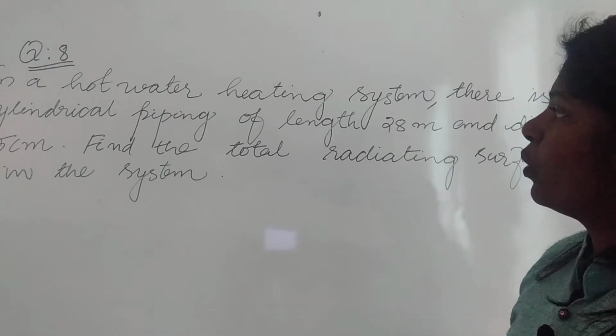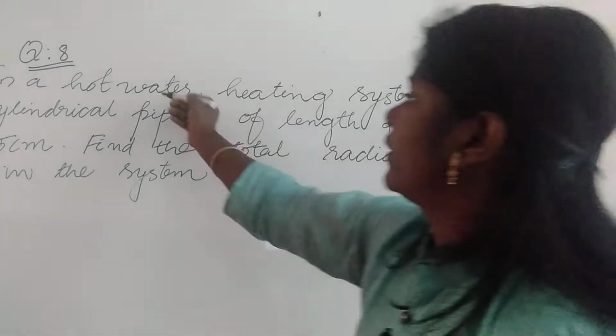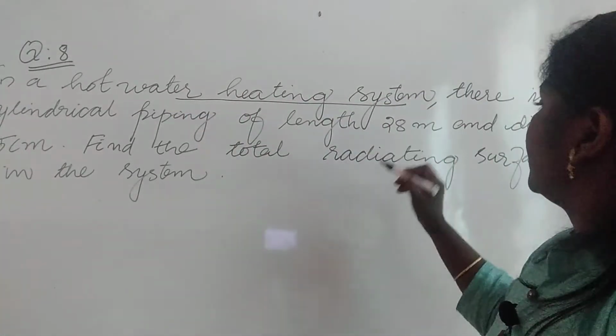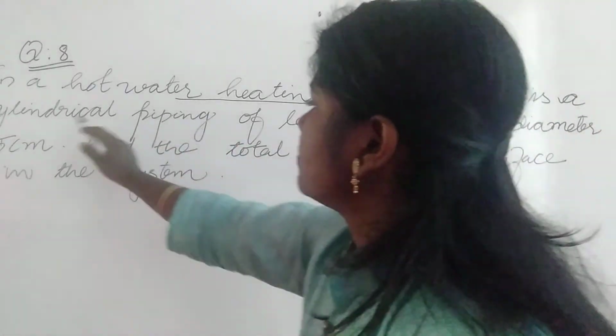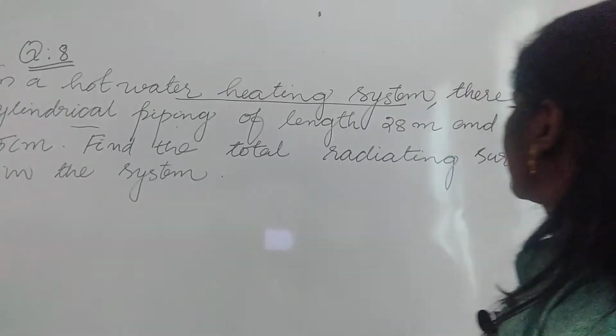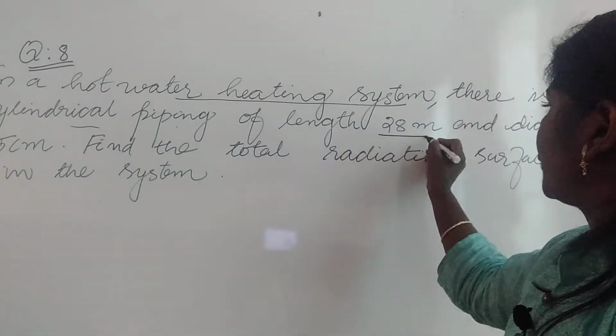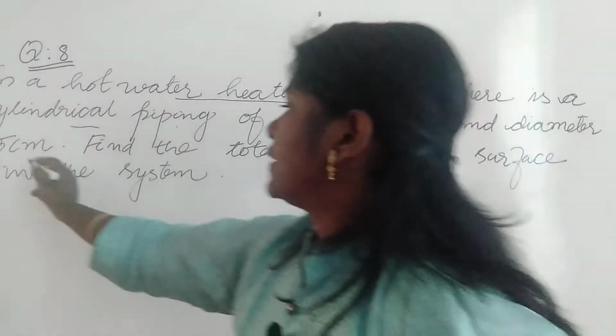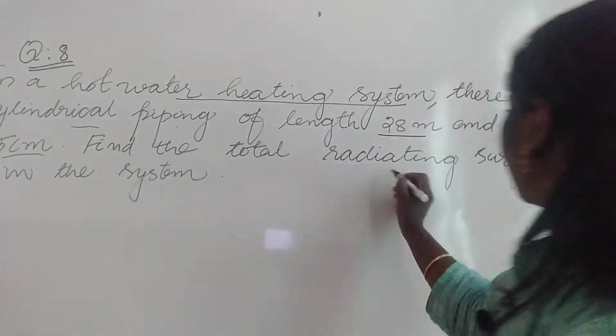Here there is a hot water heating system. And in that system there is a pipe shaped like a cylinder. There is a pipe. It is in cylinder shape of height 28 meter and diameter 5 centimeter. So we have to find the total radiating surface.